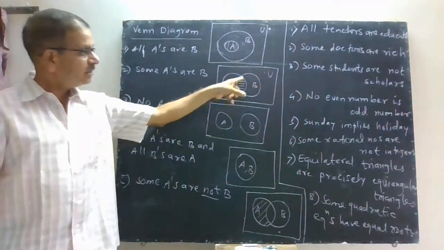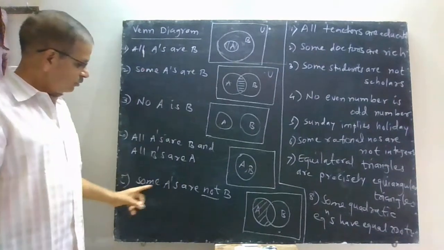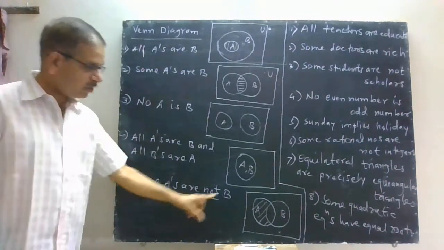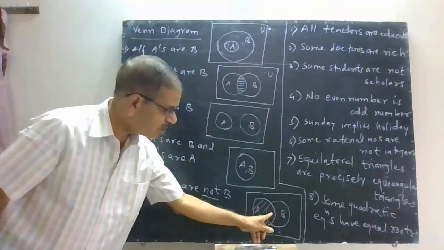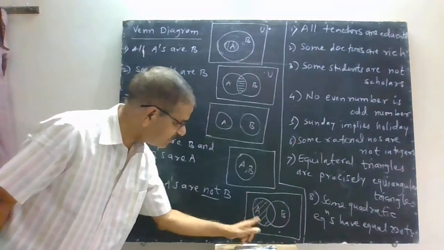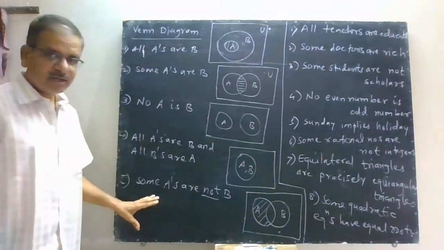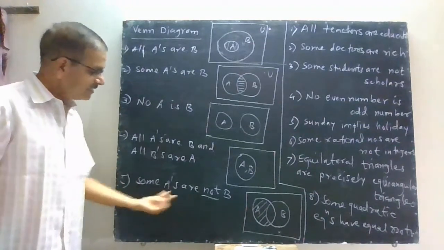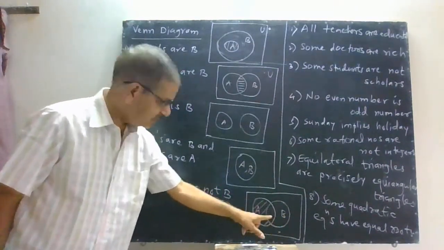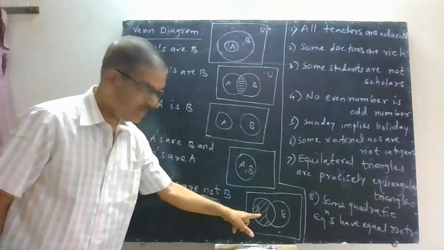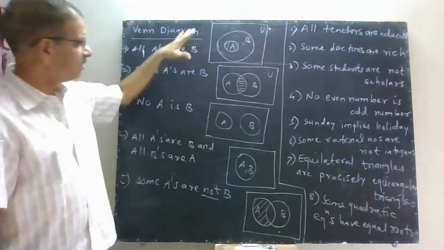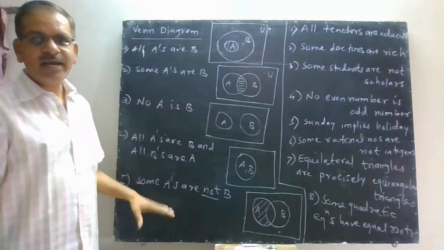Only the shaded portion will be different. You want to say about set A which are not B. So this is your set A. This is a common one. Actually it contains B. Not B means remaining part of A. This can be also some B's are not A, so you have to just shade this portion of B. This is some A's are B, this is some A's are not B, and this is some B's are not A. So these are probably possible 5 diagrams.